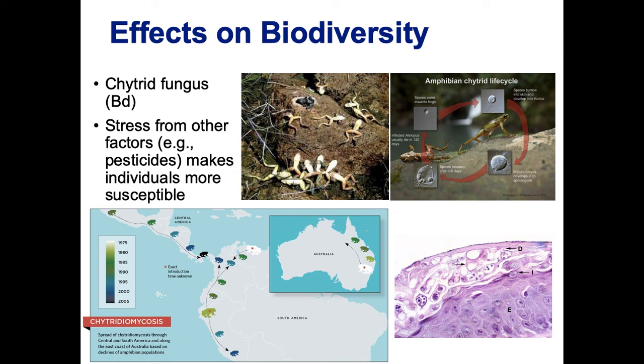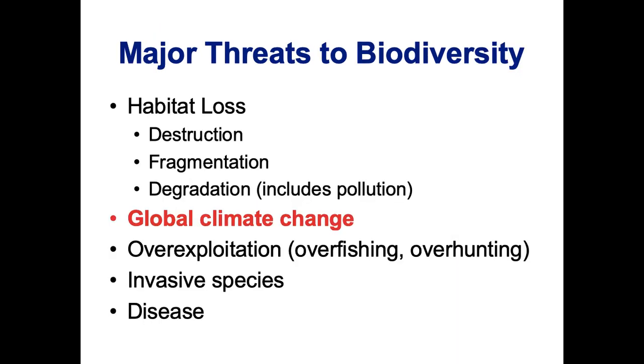And it eats the keratin in their skin and messes up their osmoregulation, so their ability to balance salts and waters. And this shows the fungus growing inside the skin of an amphibian. And that's it for disease.